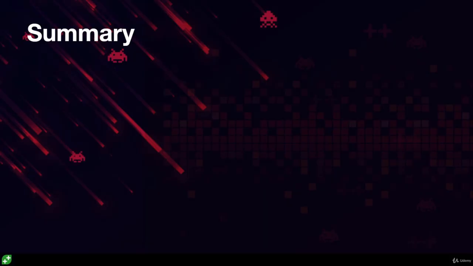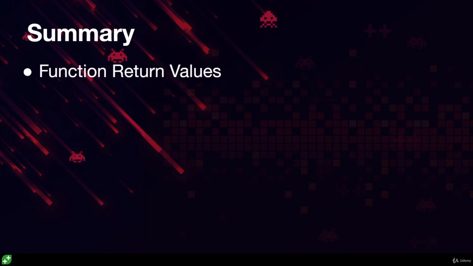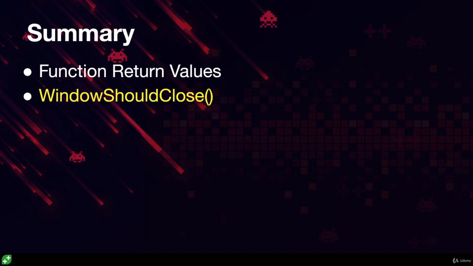Okay, in summary, we have learned that functions can have return values. And we saw that we could use WindowShouldClose in our while loop's loop condition to close our window properly. So now we don't have to force our program to terminate using stop debugging. We can simply click on the X icon or hit the escape key to close our window.